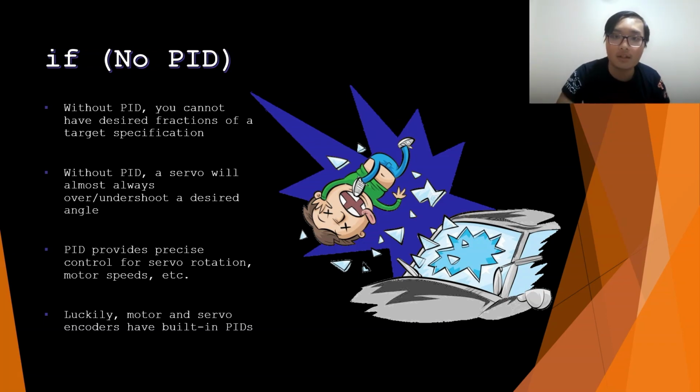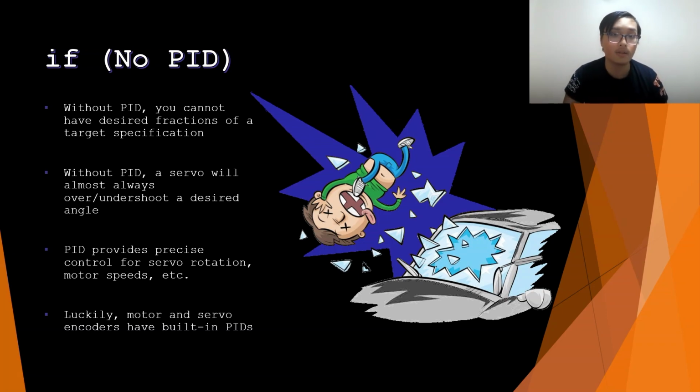This is exactly why PID control systems are so useful and so necessary. They allow for precise control over any target parameter, from servo rotation to motor speeds to nearly whatever you can think of. And fortunately enough for us, for a majority of FTC programming, motor and servo encoders have built-in PIDs. So if you initialize a servo or motor with run using encoder, you can just set the motor or servo to whatever value you want, since an encoder already has a built-in PID system.